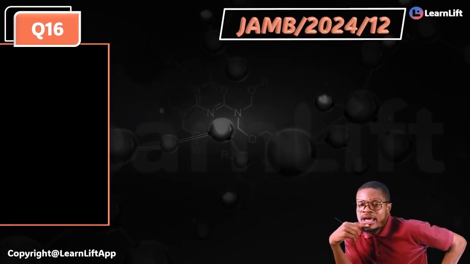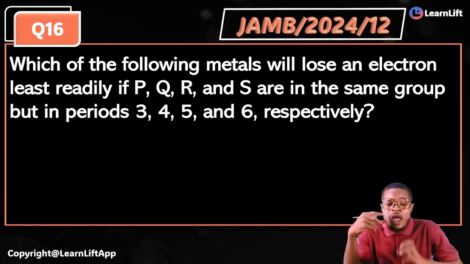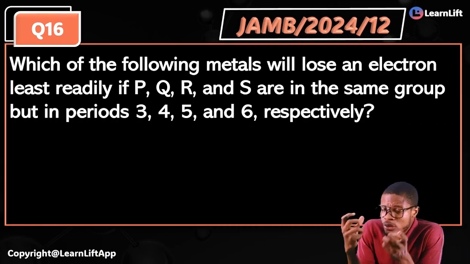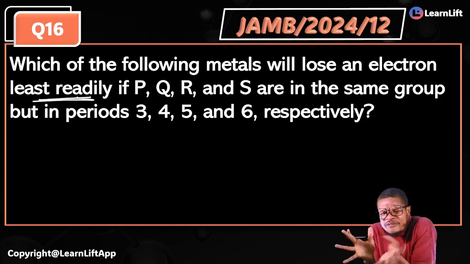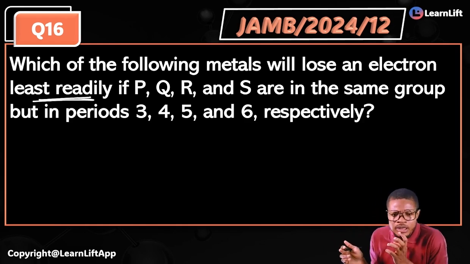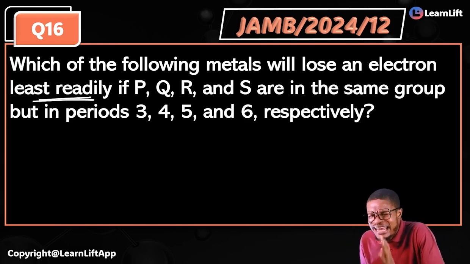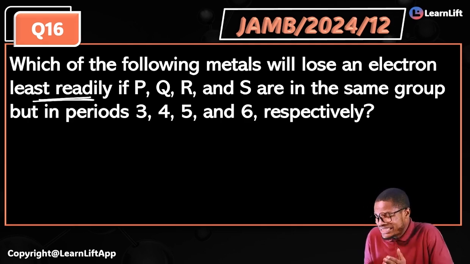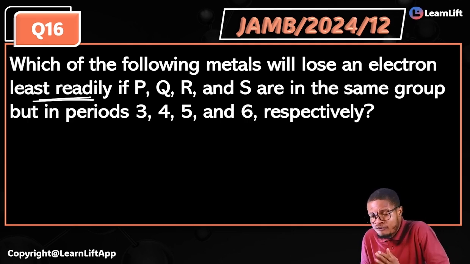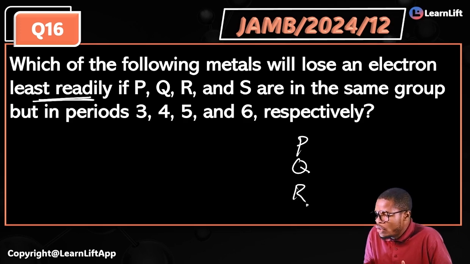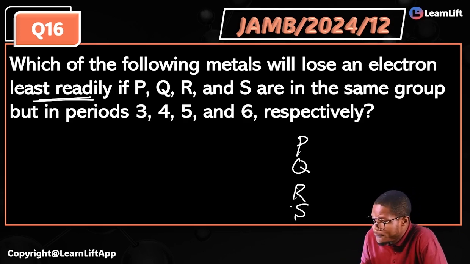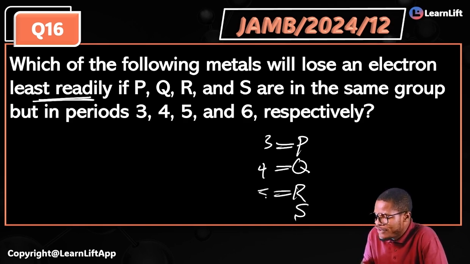JAMB 2024 as well. They brought this powerful question. The question says, which of the following metals will lose an electron least readily? The one that is not even ready to lose. If P, Q, R, and S are in different periods, this one is in period 3, this one is in period 4, this one is in period 5, and this one is in period 6.